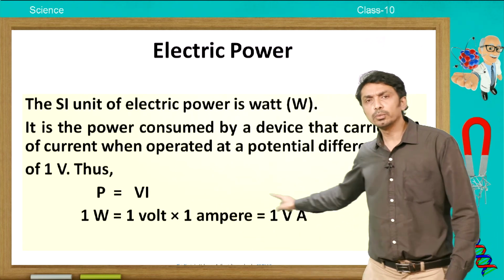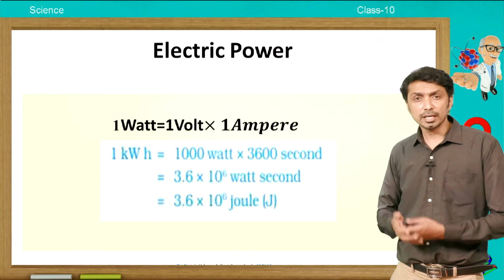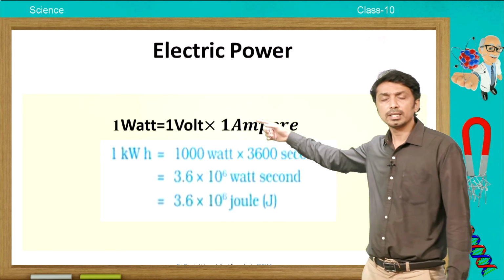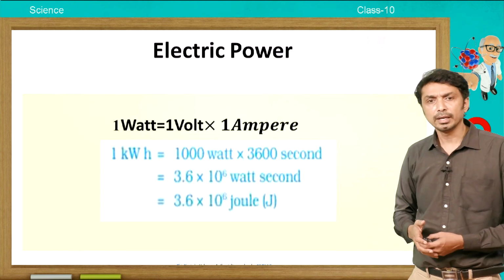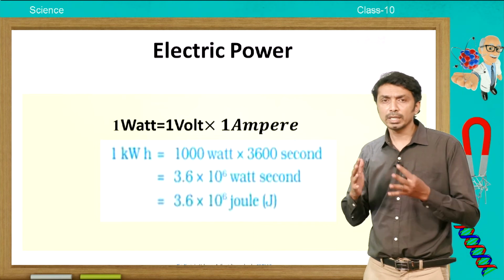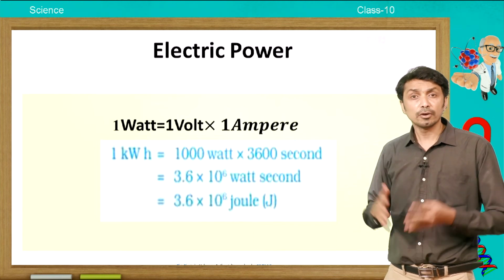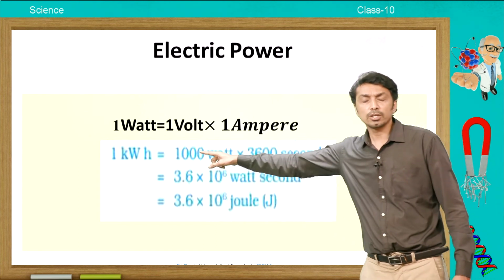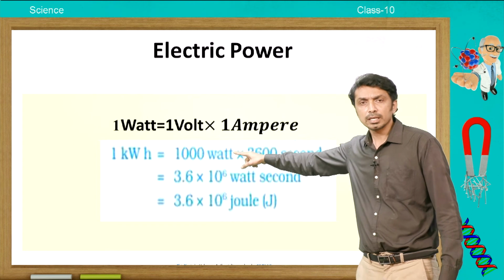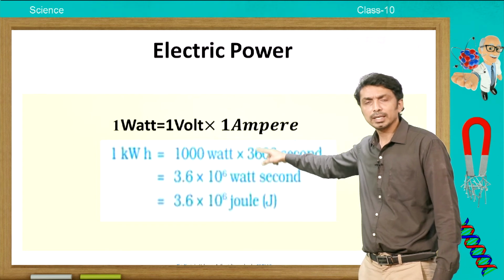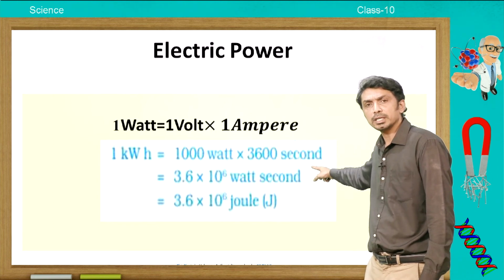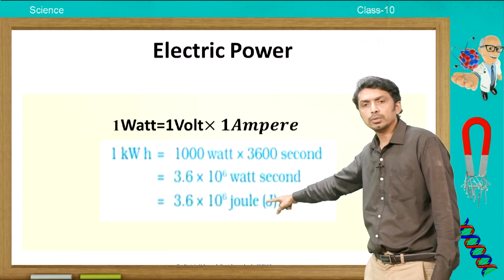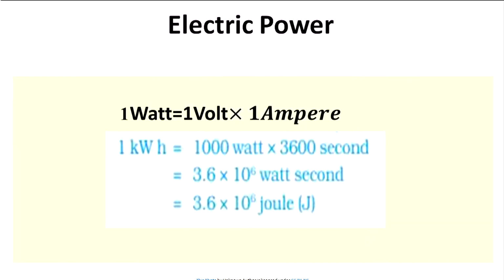So, 1 watt is equal to 1 volt into 1 ampere. In the same way, 1 watt is a smaller unit. So, 1000 watt is a bigger unit, which we call 1 kilowatt. Now, if you use 1 kilowatt of electrical power for 1 hour, that is what we call 1 kilowatt hour. That means 1000 joules of electrical energy each second for 1 hour. 1 hour means 3600 seconds, 60 seconds for 60 minutes. So, we get the value 3.6 into 10 to the power of 6 joules. So, this is the value of 1 kilowatt hour.